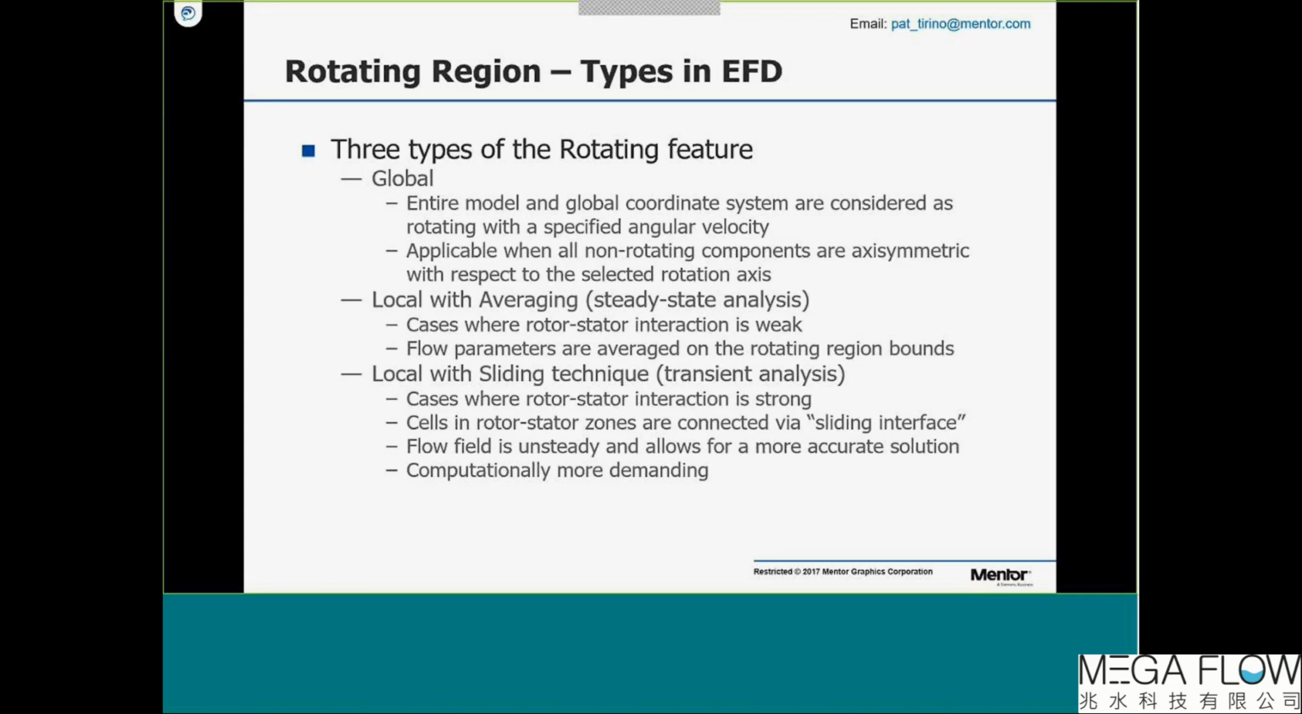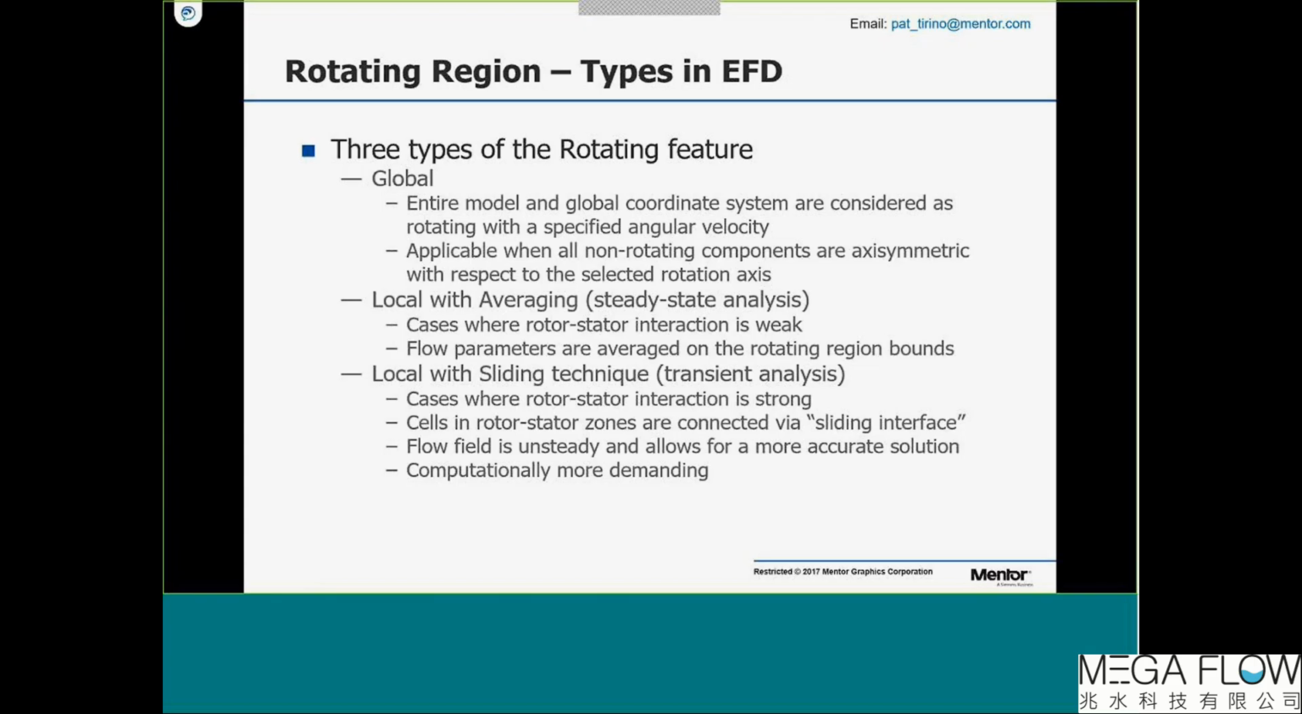It's applicable when all non-rotating components are axisymmetric with respect to the selected rotation axis. Again, the entire model rotates. It's very rare that you're going to use this for anything because more often than not, your model has a fan or impeller within a local region of an assembly.